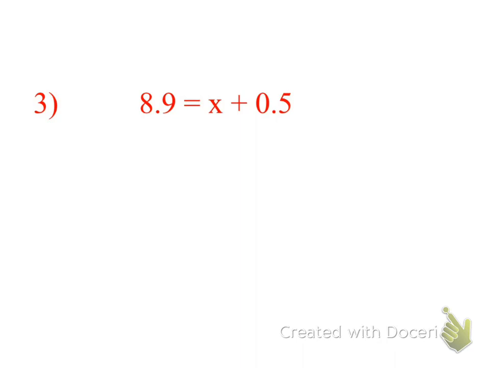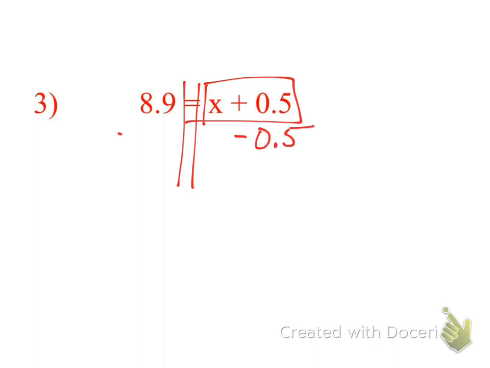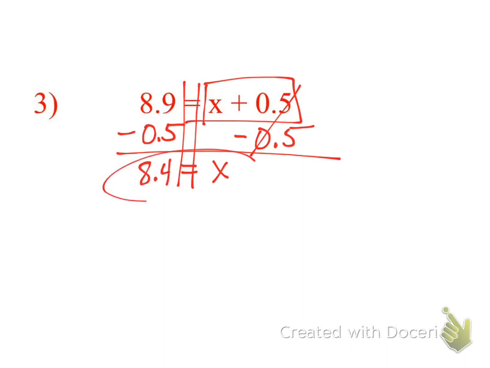On this one, we lined up the x. What did we do, add or subtract? Subtract 0.5 from each side. Okay, so we have x left over there. That's gone. Equals 8.9 minus 0.05 is 8.4, according to your calculations. Okay?